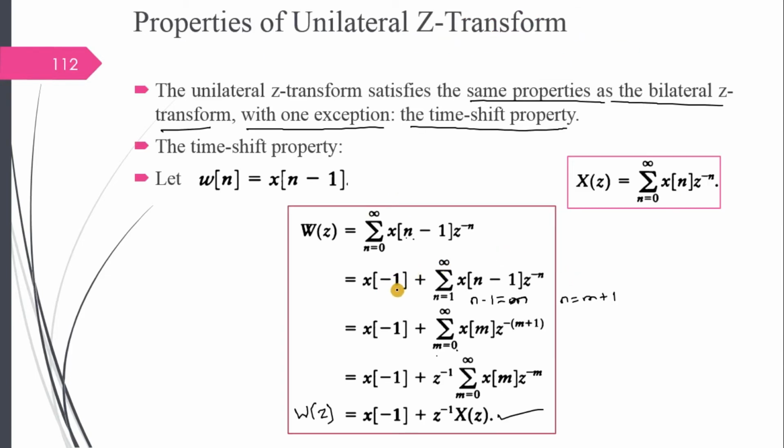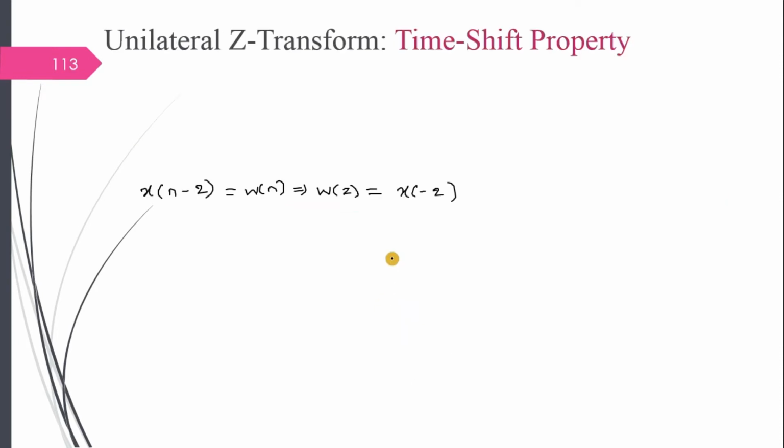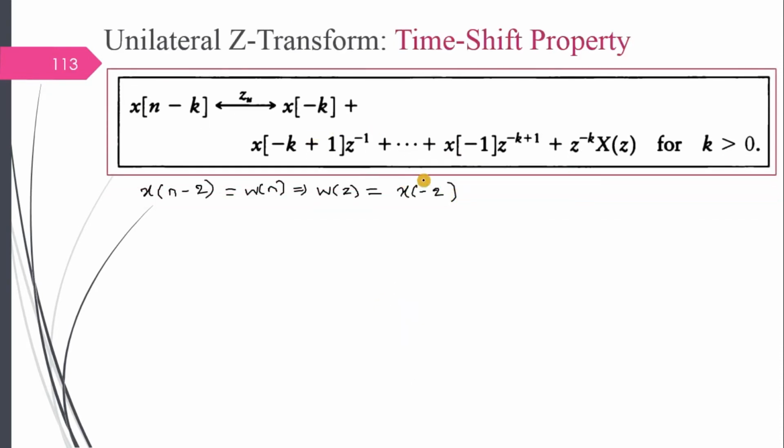See here, x of minus 1, when I substitute n equal to 0, I get x of minus 1. Z raised to 0 is 1. So x of minus 1 I get. If it was minus 2, when I substitute n equal to 0, I would have got x of minus 2 here, z raised to 0. So the x of minus 2 component would have arrived. That's why I start from x of minus 2 here. This is a standard definition.